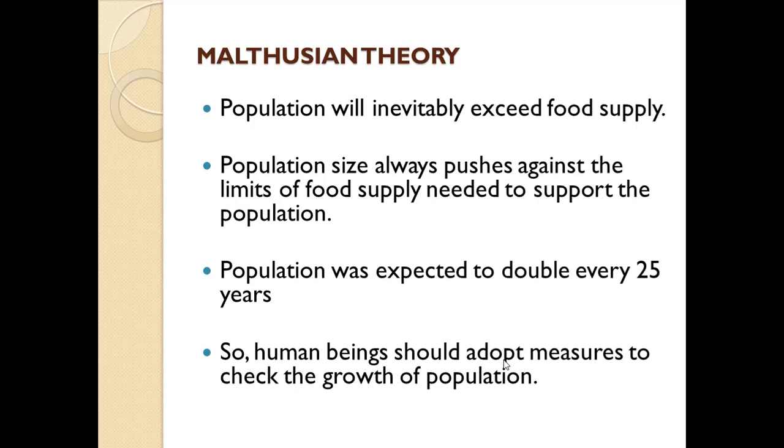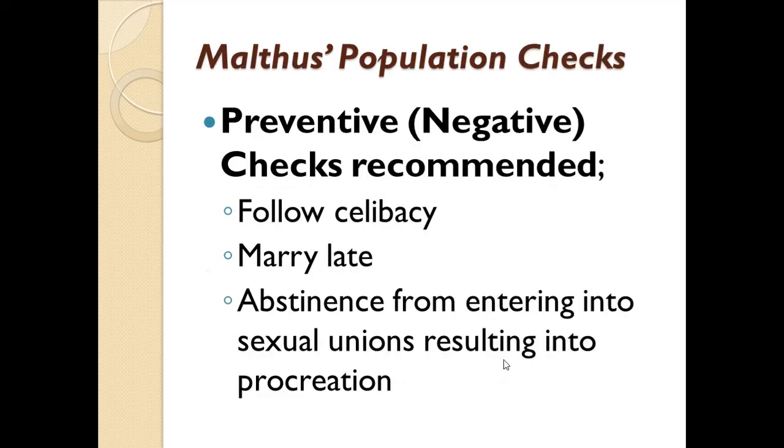And so human beings would adopt measures to check the growth of population. The checking, we are going to look at both negative and positive checks in a moment. Malthus proposed two ways of population checks. One is the preventive check, which is a negative check.